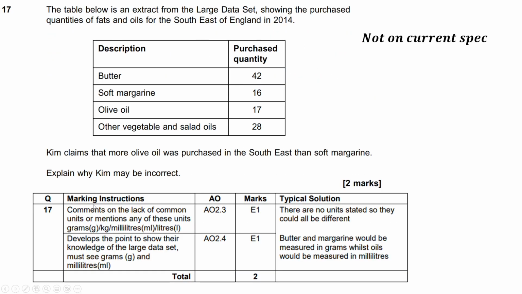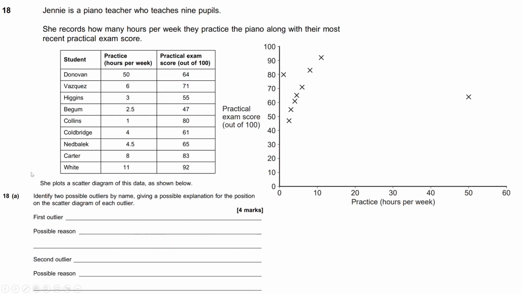This question here, I've kind of just shown the answer here if you want to look through it. It's not on the current spec, that's why I'm not going to go over it, but yeah. We've got a scatter graph here. Identify 2 outliers and give an explanation for each outlier.